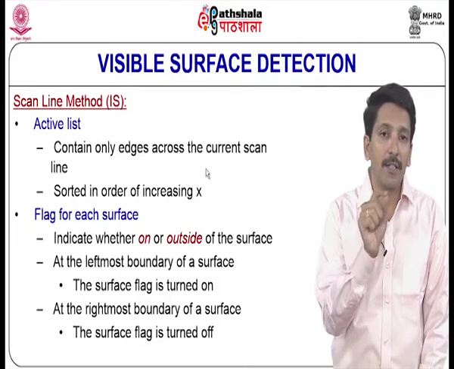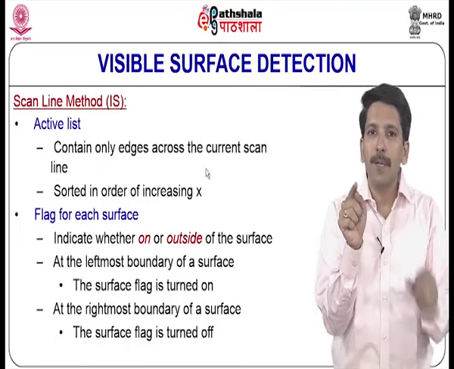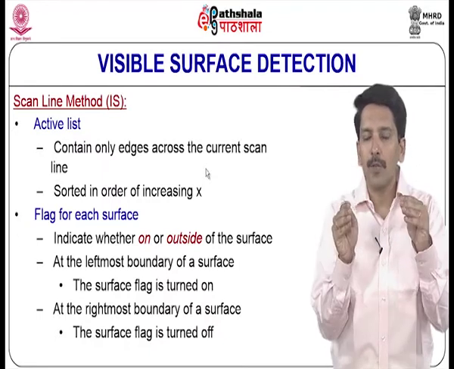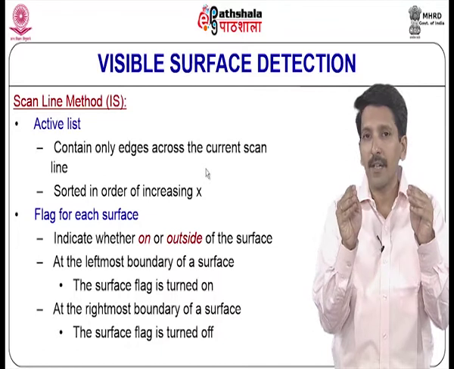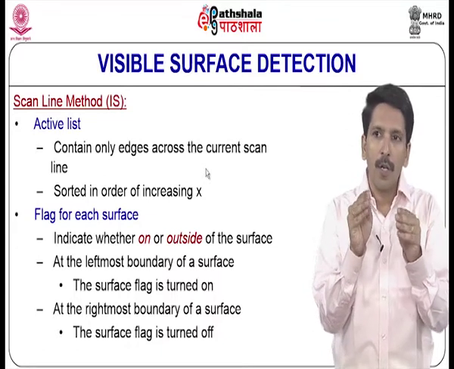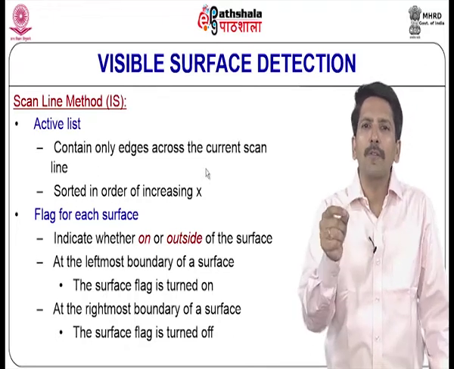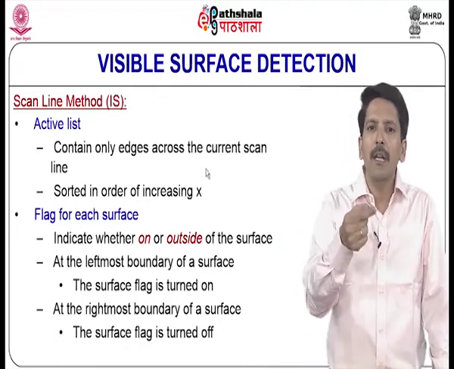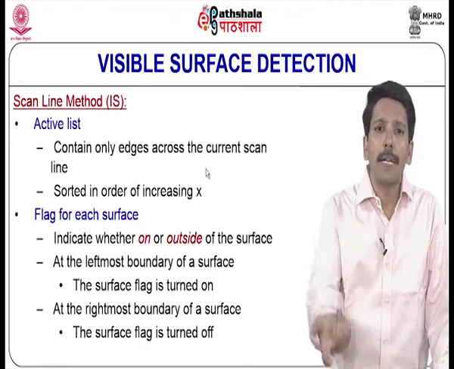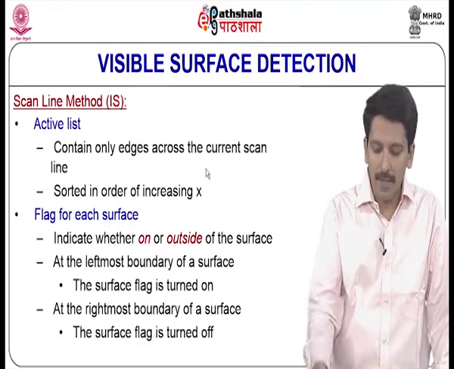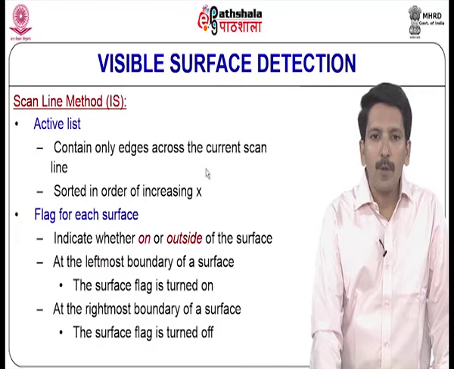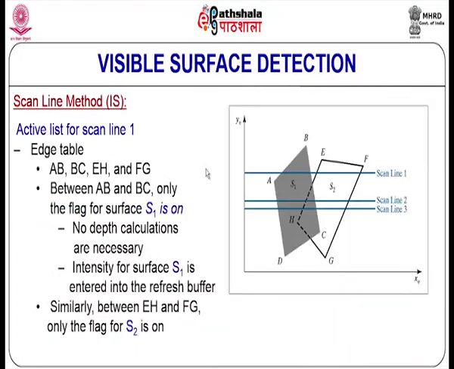As I said earlier, as long as we are between the two edges of a surface on a scan line, the surface should be on. When we are outside of the surface, it should be off. On or off here means we are taking the color of that surface pixel, or we are not taking it. So, at the leftmost boundary of the surface, the flag is turned on. At the rightmost boundary of the surface, the flag is turned off. This is an interesting method.